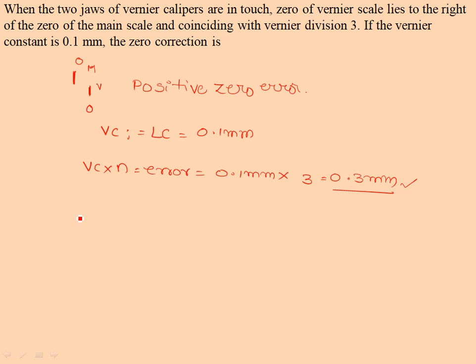So since that is a positive error, we have to make negative correction. So the correction is negative, and hence I can say like this: the negative correction, so that answer is minus 0.3 mm. We are asked for correction, so that this will be minus 0.3 mm. So that is how you have to answer this question.